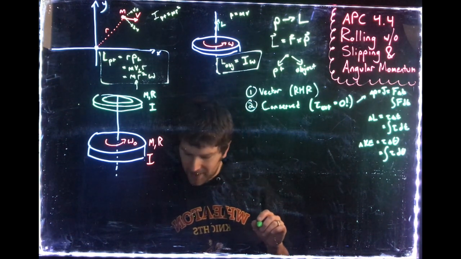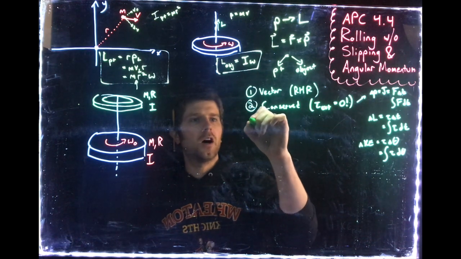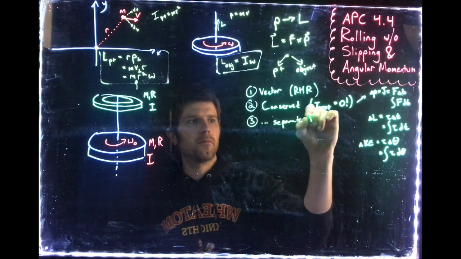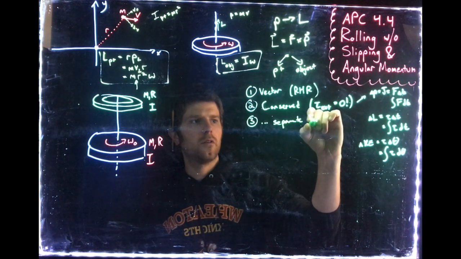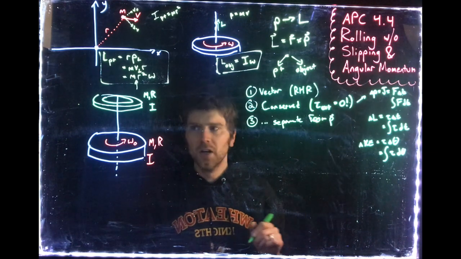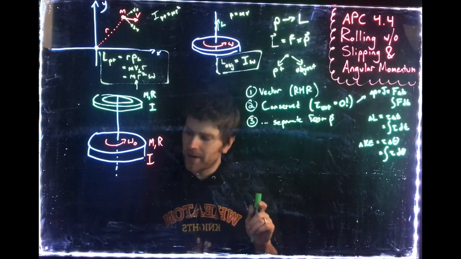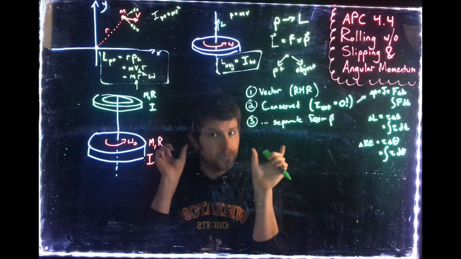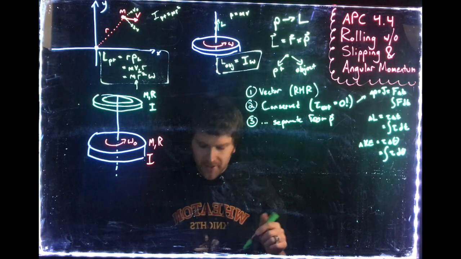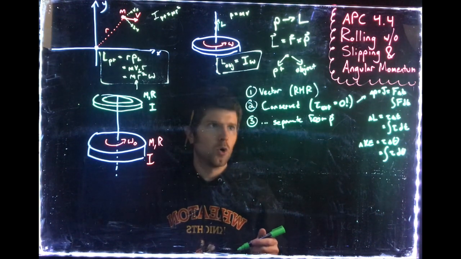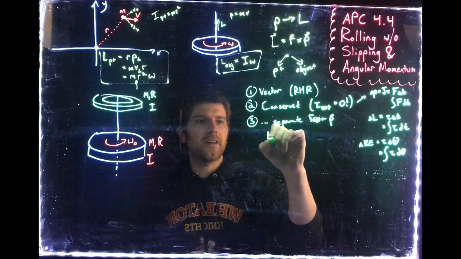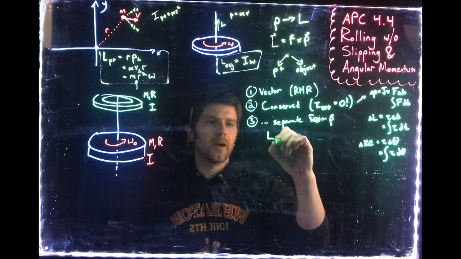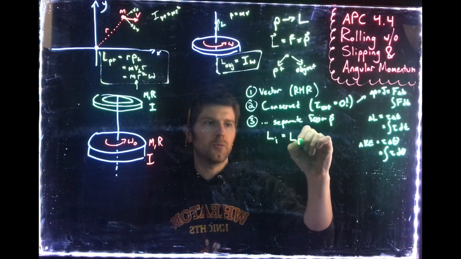So angular momentum is conserved, and I just want to note that this is separate from linear momentum. Even though they both go by the name of momentum, they are actually totally distinct quantities. Angular momentum and linear momentum are both conserved, but they are conserved separately. That doesn't often come up in this physics class, but it is worthwhile. So what that means is if I have two rotating objects that are touching, my initial angular momentum is going to be equal to my final angular momentum.